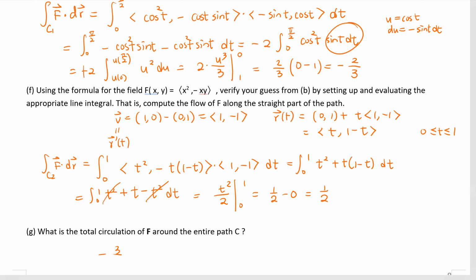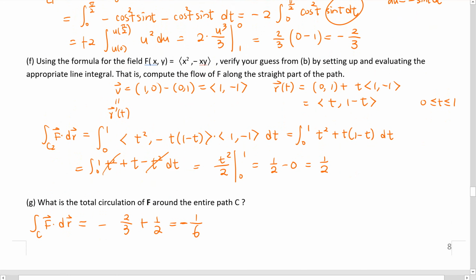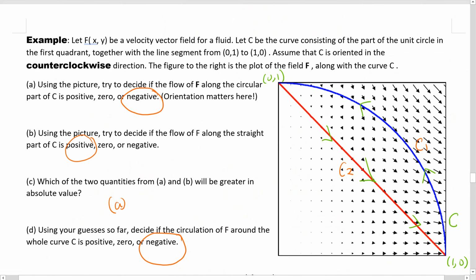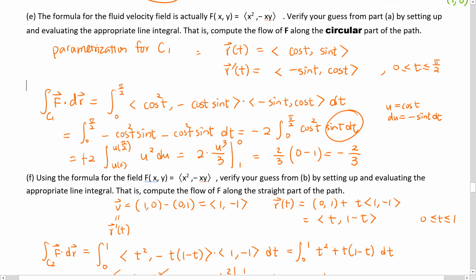Well, total circulation, we just add those two line integrals up, right? Minus 2 over 3 plus 1/2. Well, that is negative 1 over 6, right? You can see the answer is negative. So this is the whole path line integral. So far, so good, everybody? And so our answer matches our guess, right? Okay, great. Let's continue.